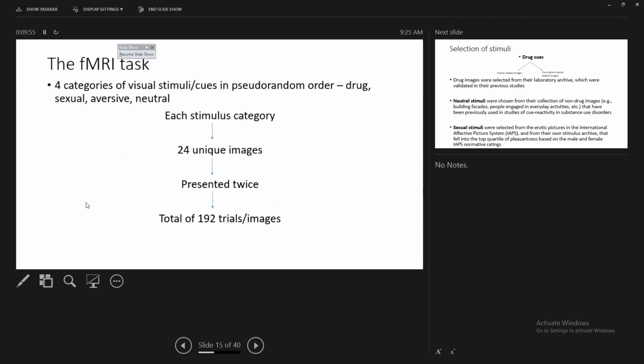Now, how the fMRI task was done. It is not presented in this way in the article, as you have gone through. It is written densely, but you have to present it this way so that people can understand. So four categories of visual stimuli cues were taken in pseudo-random order. They mentioned pseudo-random, not a random order. Each stimulus category consists of 24 unique images presented twice. That amounts to 24 into 8, 192 trials or images.